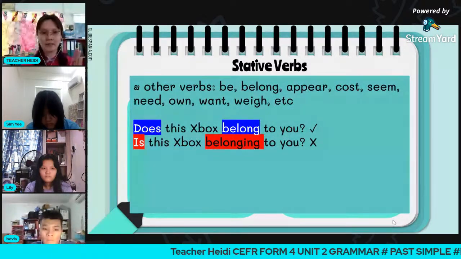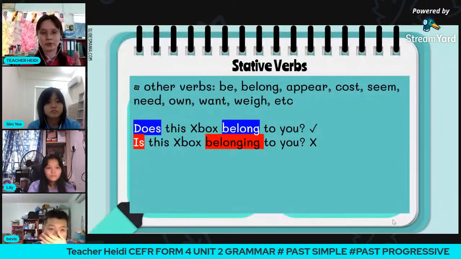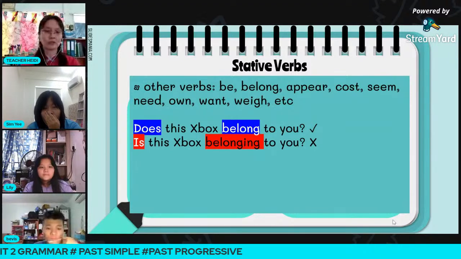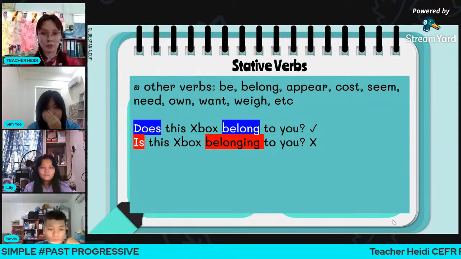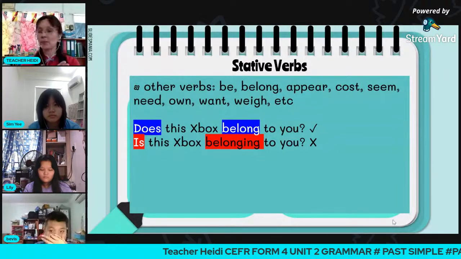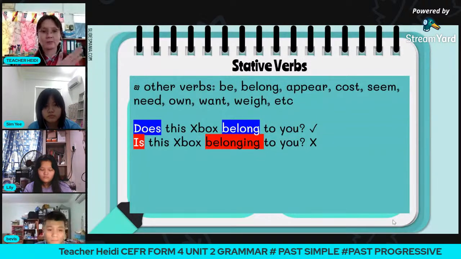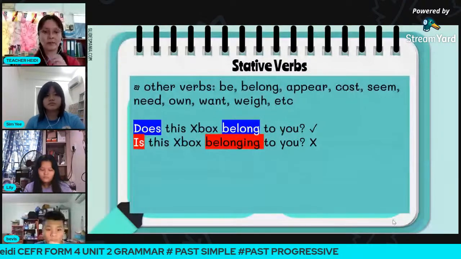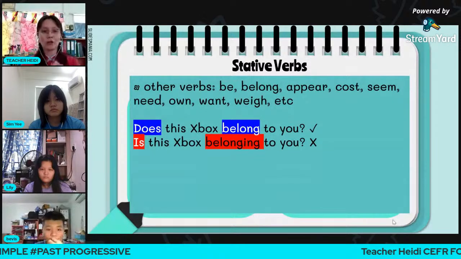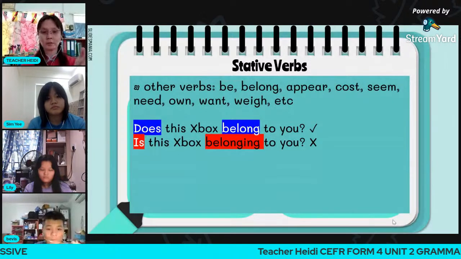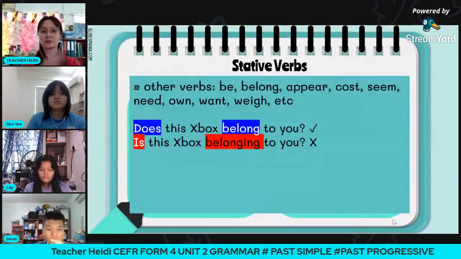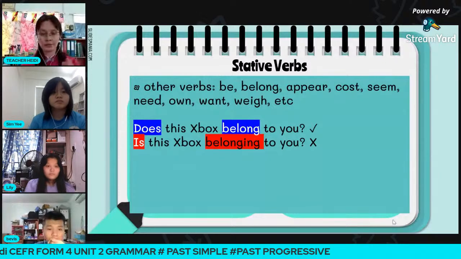Then the next one. Other verbs: be, belong, appear, cost, seem, need, own, want, wait. This one is not under any of the categories. It's not the five senses. It's not the thinking. It's not the emotion. This is something different. Also, this type of verb we don't use with ing. So, does this Xbox belong to you? You don't say, is this Xbox belonging to you. If you realize, is ours will always go with ing. That's why all the questions will have the is ours word first, then only ing. You don't use this word to ask a question.